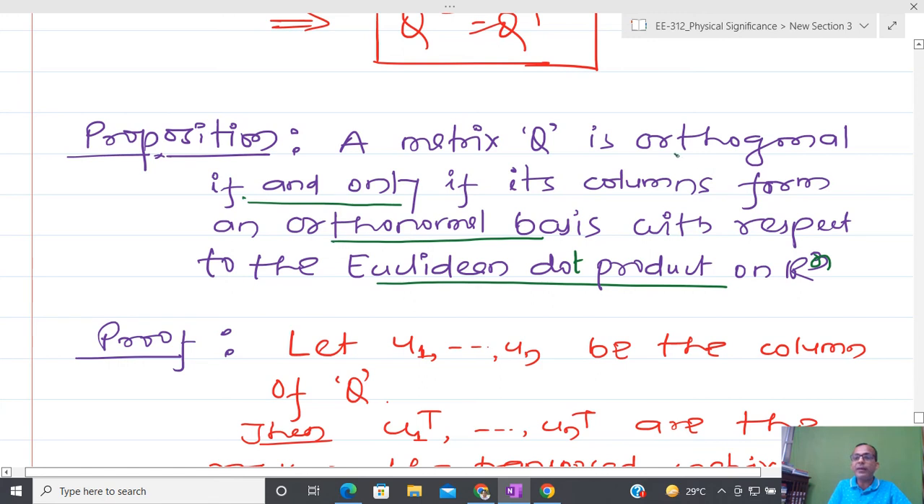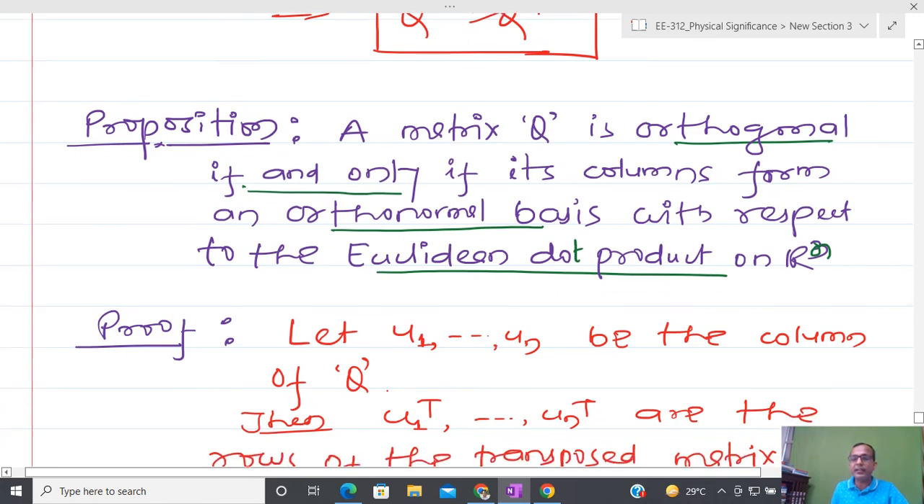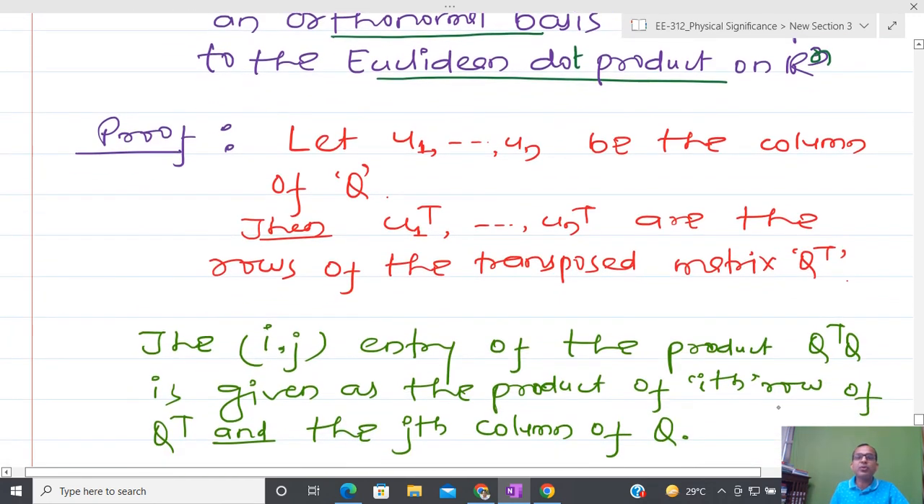Okay, so in order to define an orthogonal matrix, now I have to take the help of orthonormal column vectors. Okay, and I have to take the help of the Euclidean dot product. Okay, so let us try to see why we are claiming this. So let u1, u2 up to un be the columns of Q. So whenever I have a matrix, I can interpret that matrix as a collection of column vectors. So I have defined the collection u1, u2 up to un. Okay, and the transpose of that will give us the rows, the rows of the transpose matrix Qt.